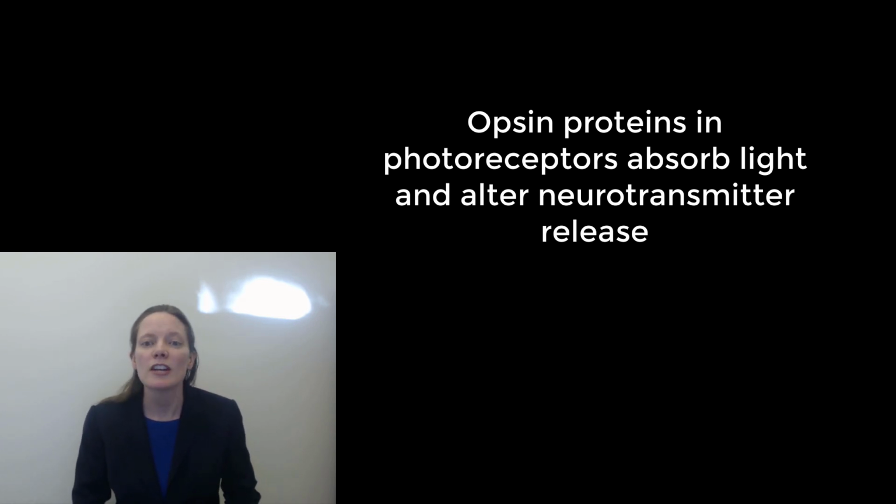And this absorption changes the conformation of the protein, initiating a second messenger cascade in the cell, which eventually alters the state of ion channels in the membrane, changing the voltage across the membrane and altering the release of neurotransmitter by the photoreceptor. It's time to introduce a concept that's very important throughout the visual system, called a receptive field.